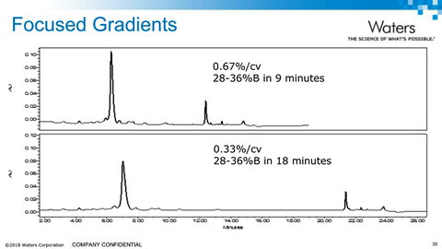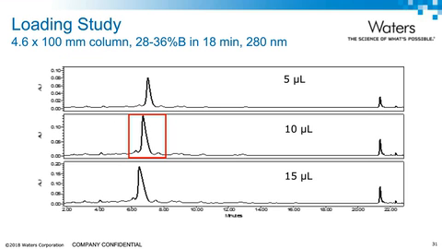You'll notice that the percent change per column volume is 0.33%. I like to be in the range of about 0.25 to 0.4% change per column volume when I do peptides. And the reason is because a lot of times peptides are so complex, we need to run a very much slower rate of change. I did a loading study on the analytical column and determined that the maximum amount of material that I could load on it was 10 microliters.